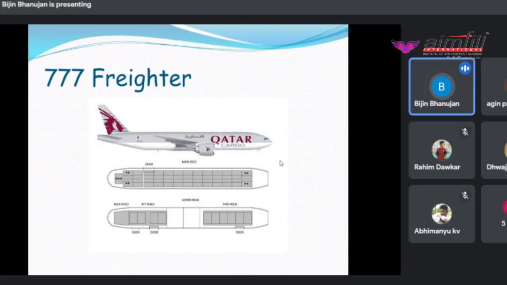Next, we will move on to ULDs. So for today's session, we will take up what are the types of ULDs, and we'll move on to the rules of air concept.